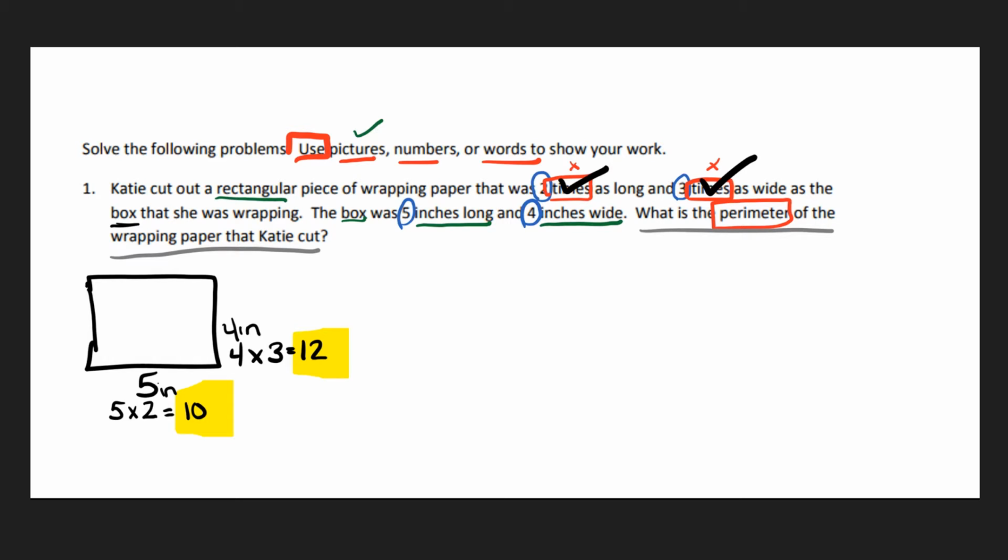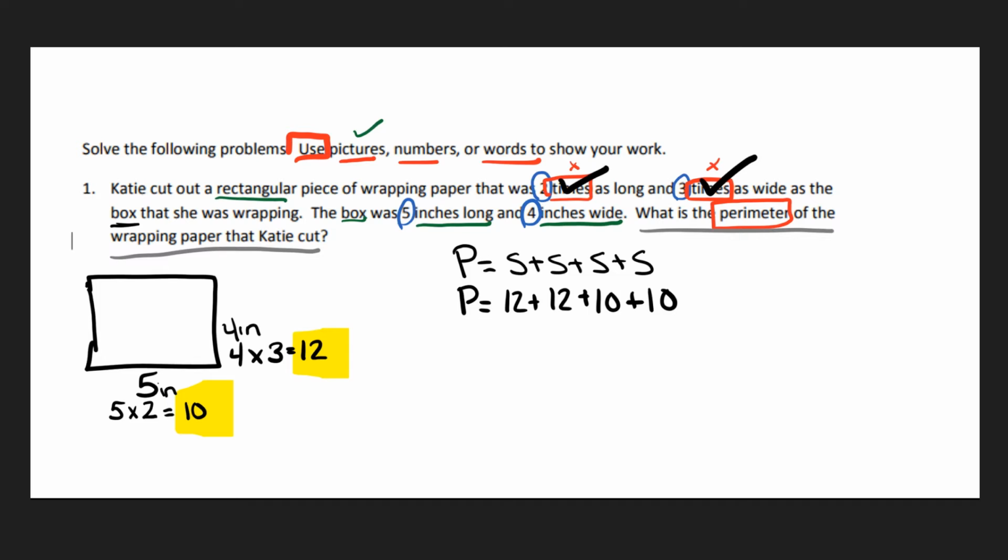You always start with your formula. P equals S plus S plus S plus S. When you solve algebraic equations, the answers go underneath the formula. We're not going to write over to the sides anywhere, but we're going to put it right underneath. So my next step is to fill in my sides, and I have 2 sides that are 12 and 2 sides that are 10.